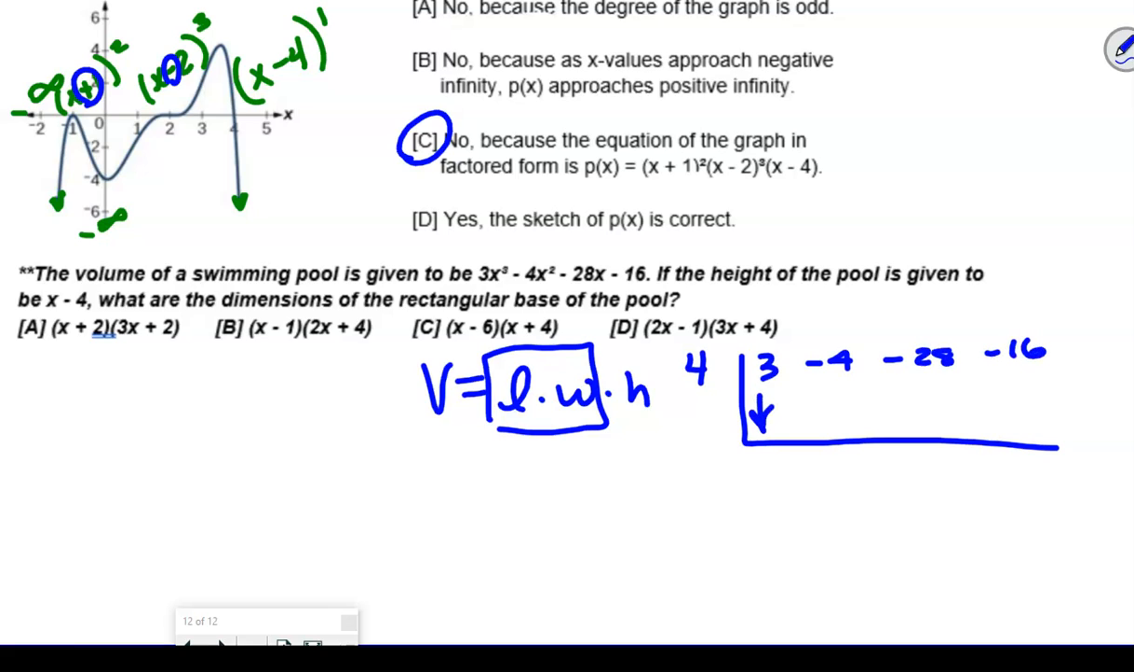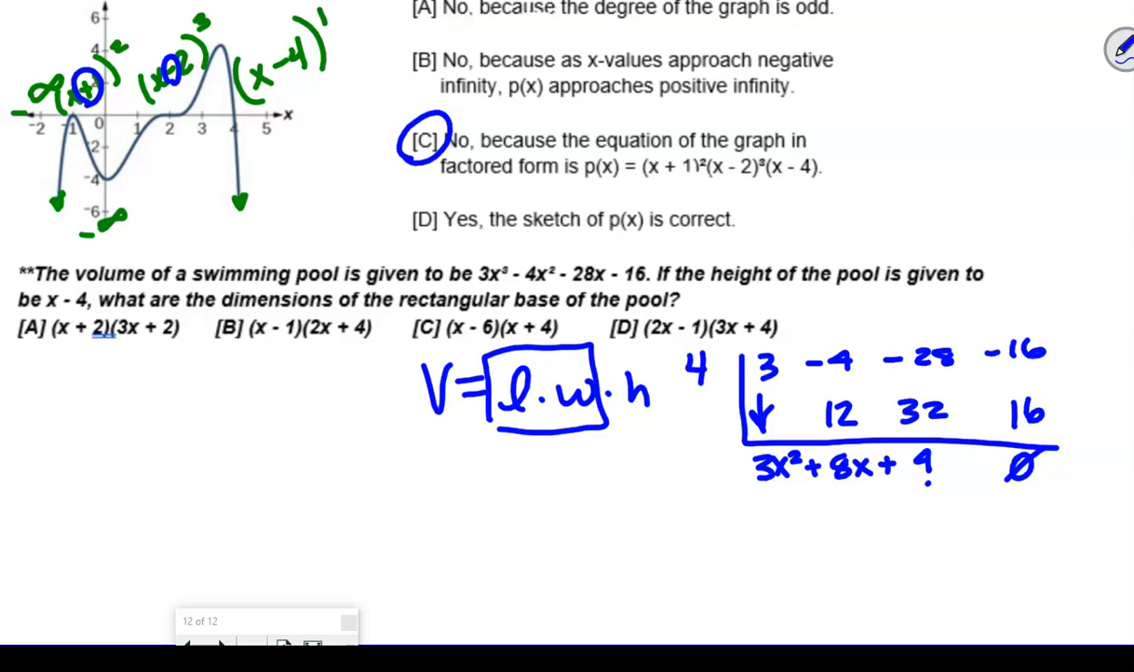Bring down the 3. 3 times 4 is 12. 12 minus 4 is 8. 4 times 8 is 32. 32 minus 28 is 4. 4 times 4 is 16. So our remainder is 0. Now what I'm going to do is, this would be our constant, this would be our x to the first, this would be our x to the second, and I'm going to put some pluses in here. That's the equation, okay? So now one of those represents that equation.